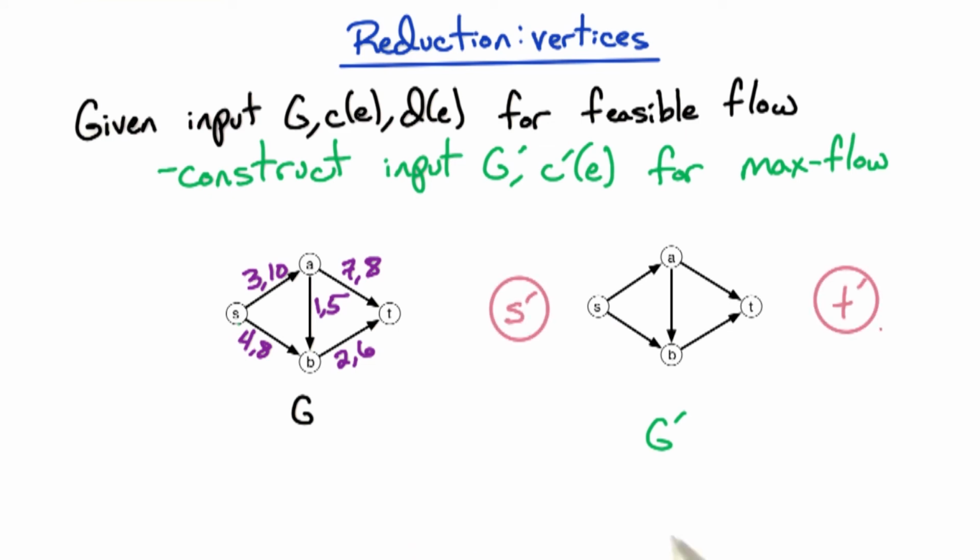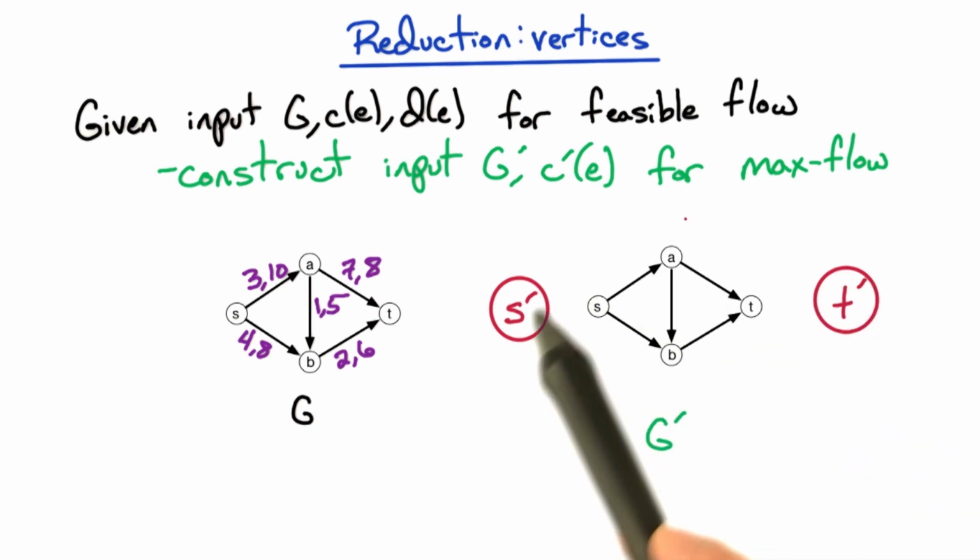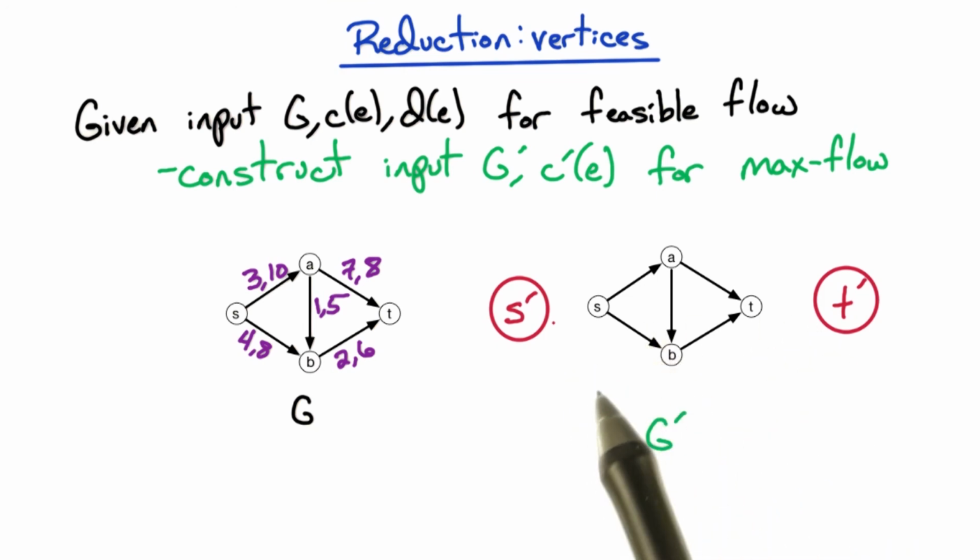flow problem. And we're going to add a new start vertex, which we'll denote as S prime, and a new end vertex, which we'll denote as T prime. So the original S and T will now serve as internal vertices. Now these are the vertices of this new graph G prime. Let's now look at the edges that are in this graph and also the capacities along the edges in this new graph.